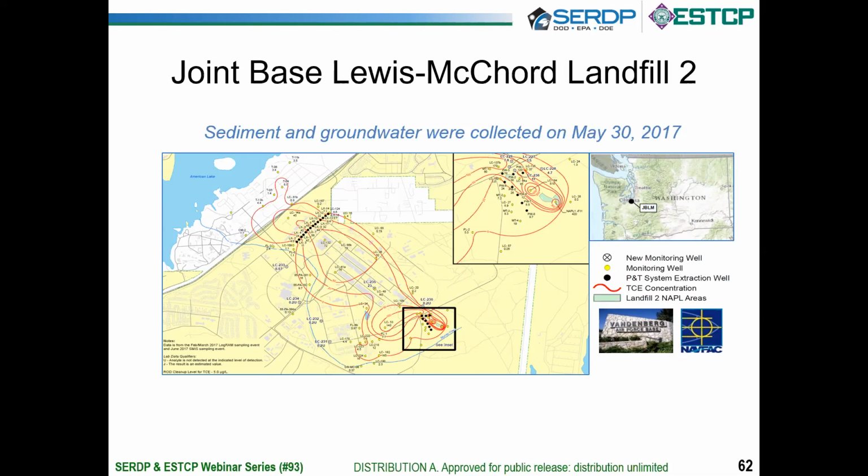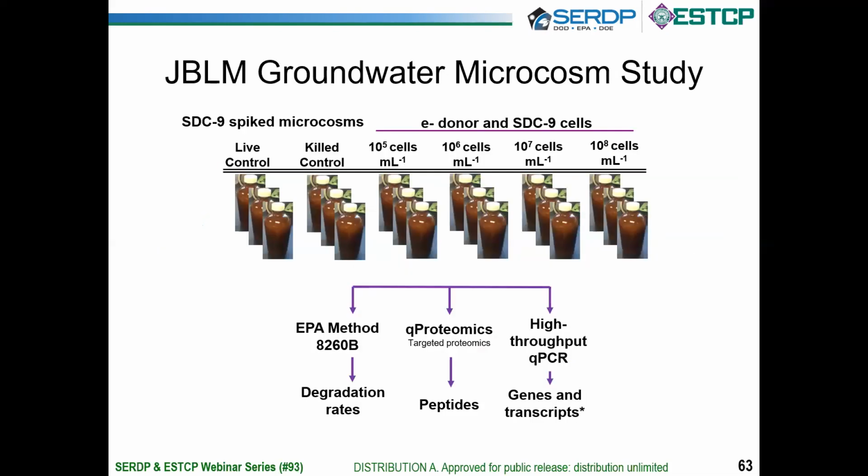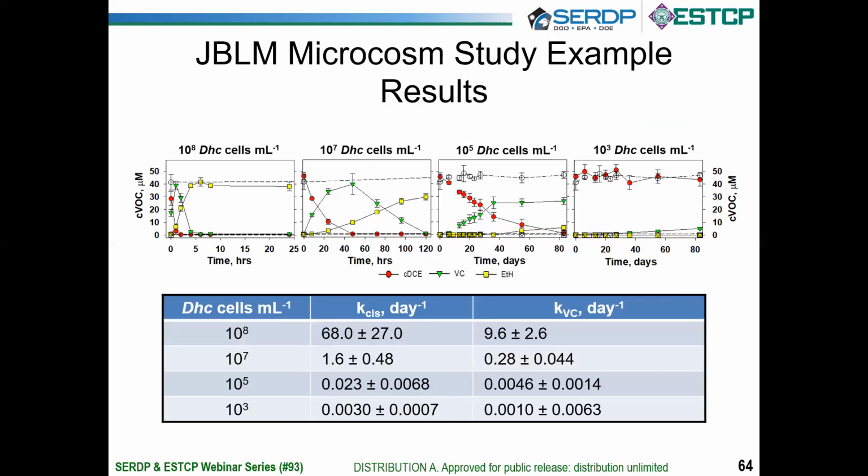On slide 64, we have an example of what the results looked like. It gives you a sense of the change in the CVOC or chlorinated ethane concentrations over time during the study. The red is cis-DCE, and then the vinyl chloride is shown as green and ethane as yellow. And so with the range of DHC cell abundances, we achieved a range of activity and a range of cis-DCE and vinyl chloride first order rate constants, which are shown in the table below.